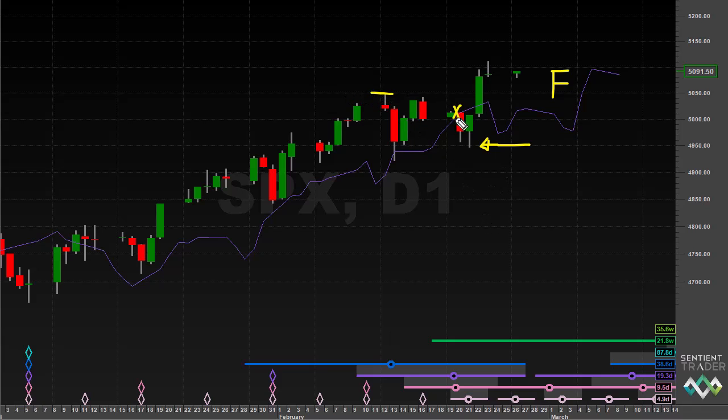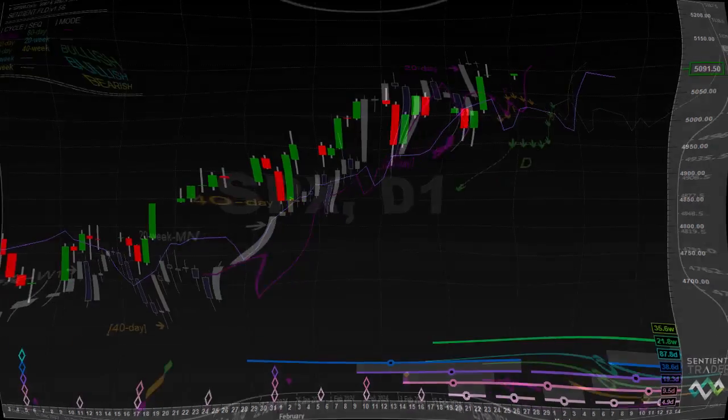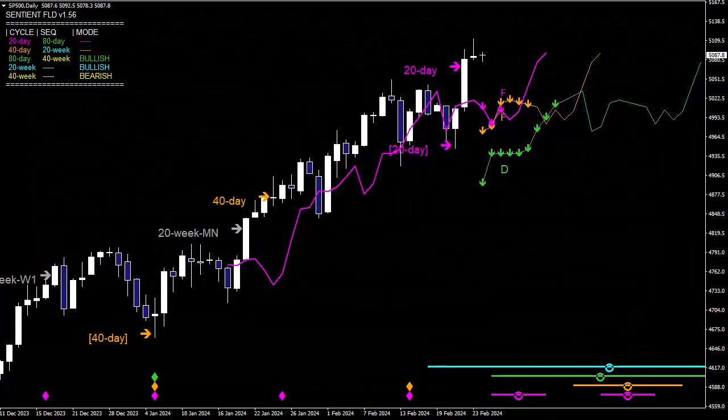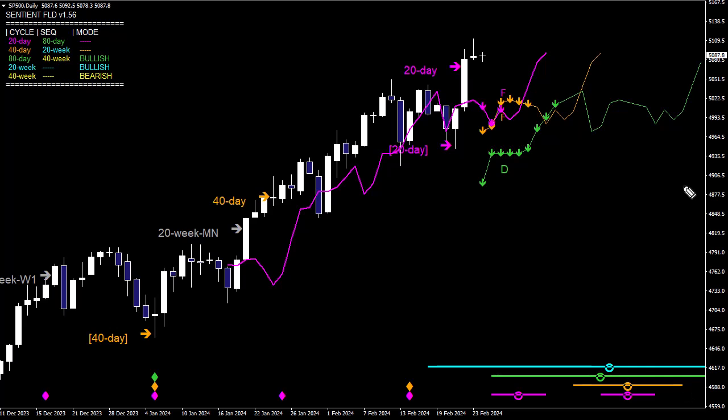Of course, all of this information in terms of where the price is crossing the FLD is available in Sentient Trader through its trading functionality, but it is presented in a different way in our new FLD indicator for the trading platforms. So let's take a look at the same instrument. This is again the S&P 500, and here you can see the indicator. Just a few things I would like to point out.